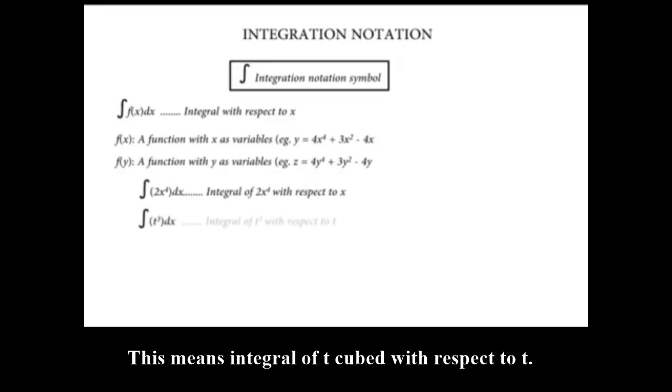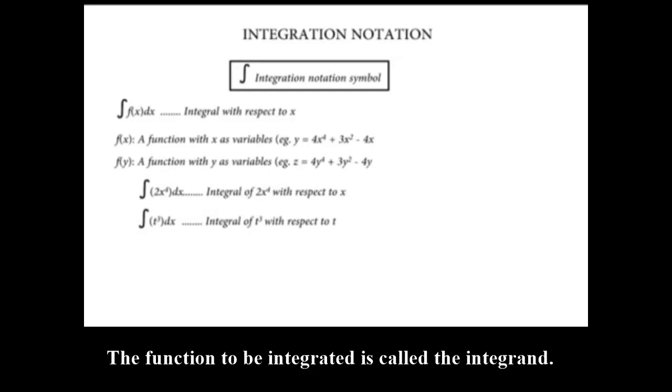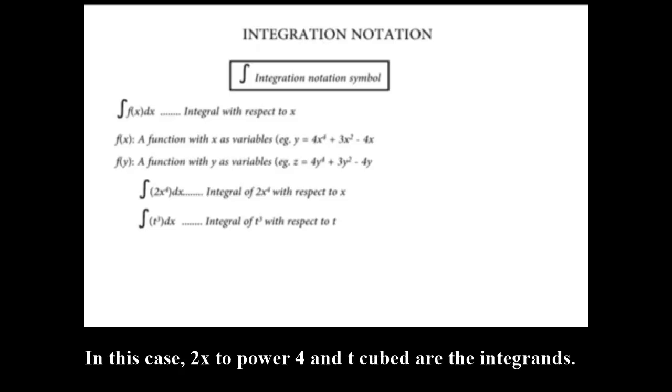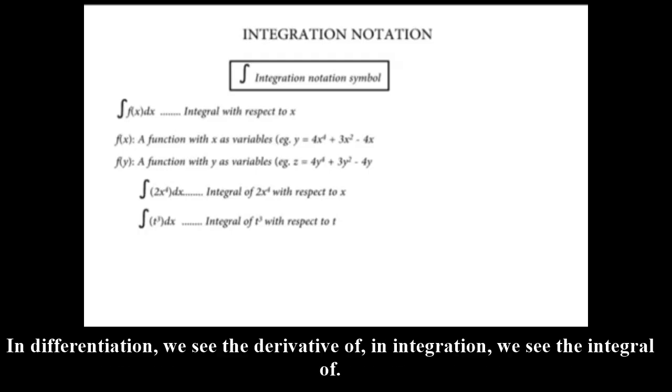This means integral of t cubed with respect to t. The function to be integrated is called the integrand. And the outcome is called the integral. In this case, 2x to power 4 and t cubed are the integrands. In differentiation, we say the derivative of. In integration, we say the integral of.